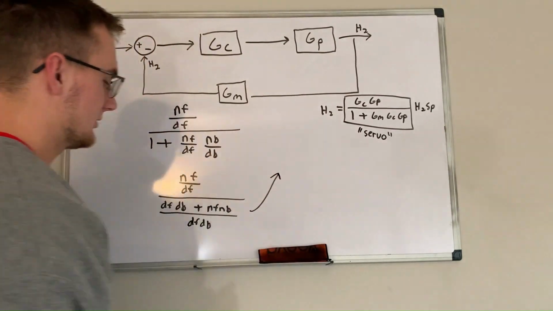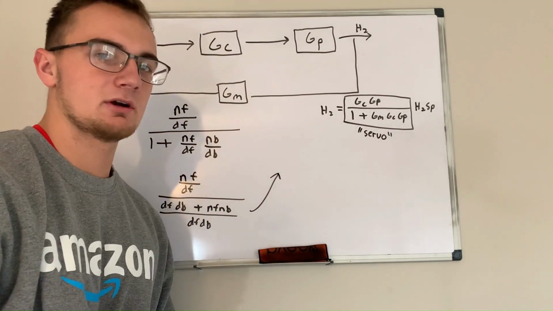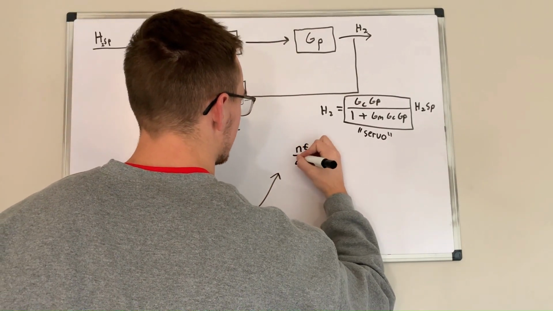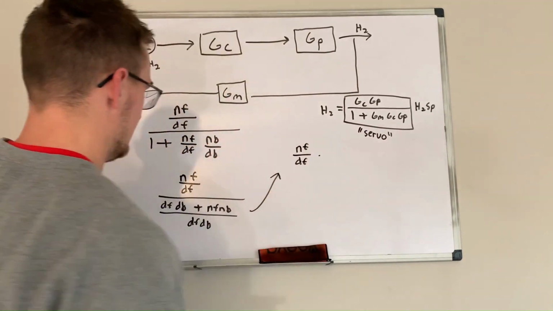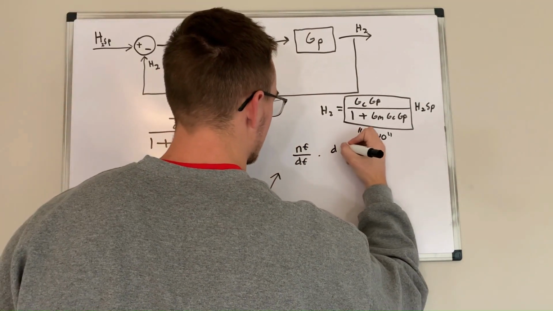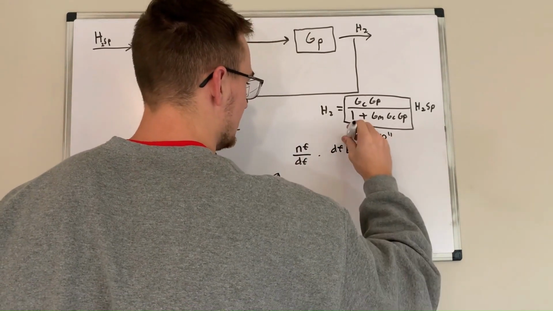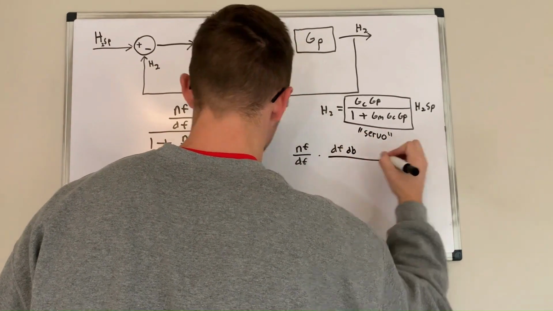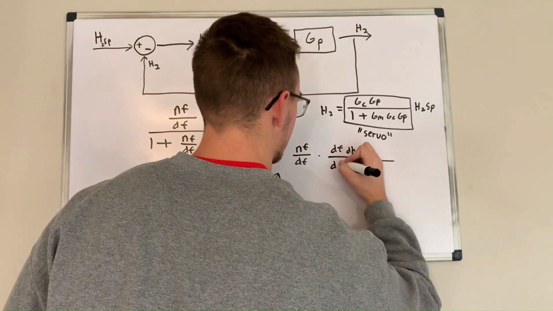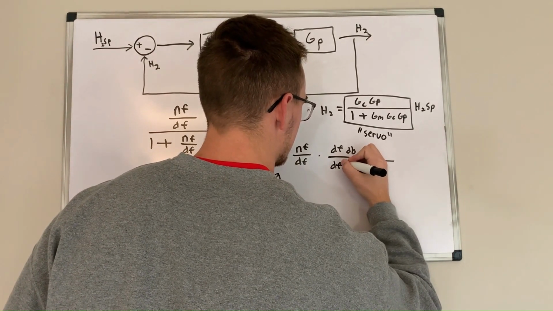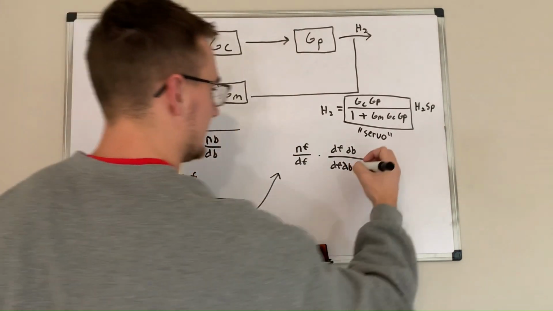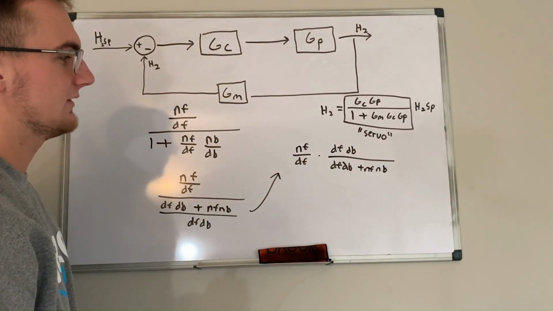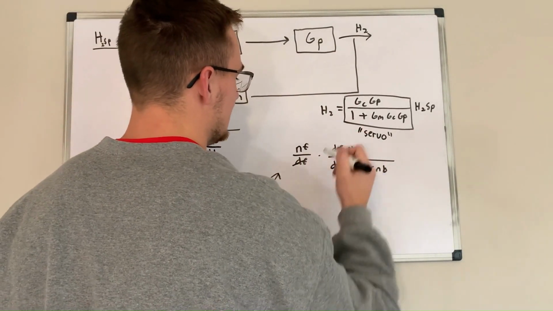Okay, so from here what I'm going to do is basically multiply our numerator by the reciprocal here. So we'll have NF, DF, and then this will be multiplied by DF, DB, and then over DF, DB, plus NF, NB. Okay, and we can just simplify this down a little bit further by canceling out DF.